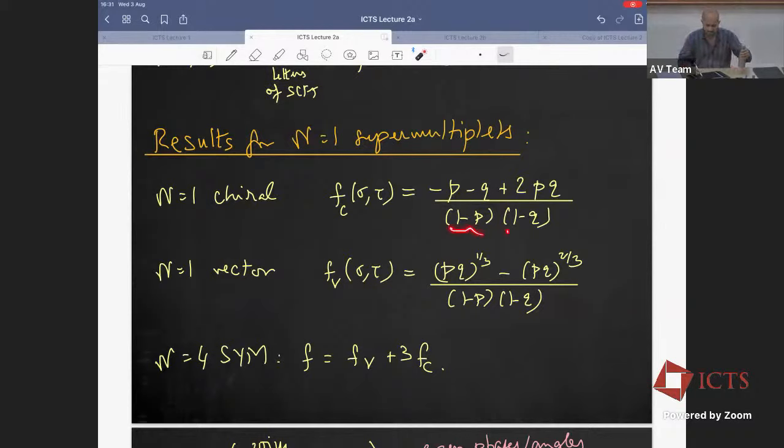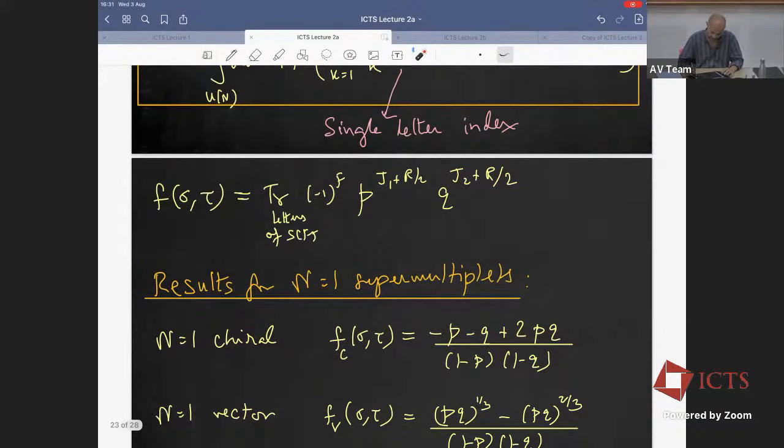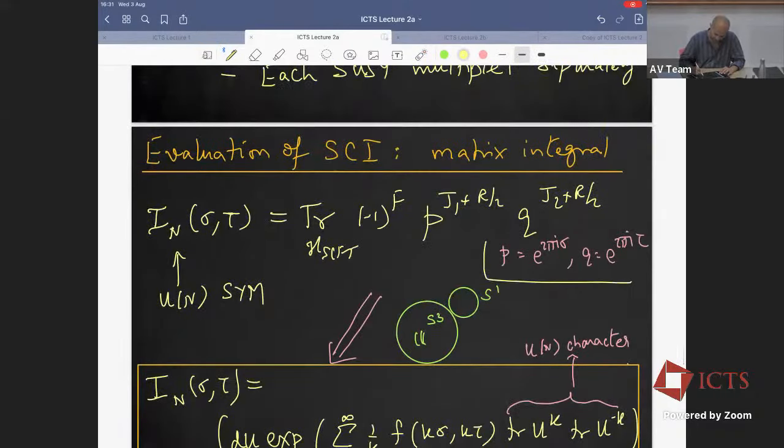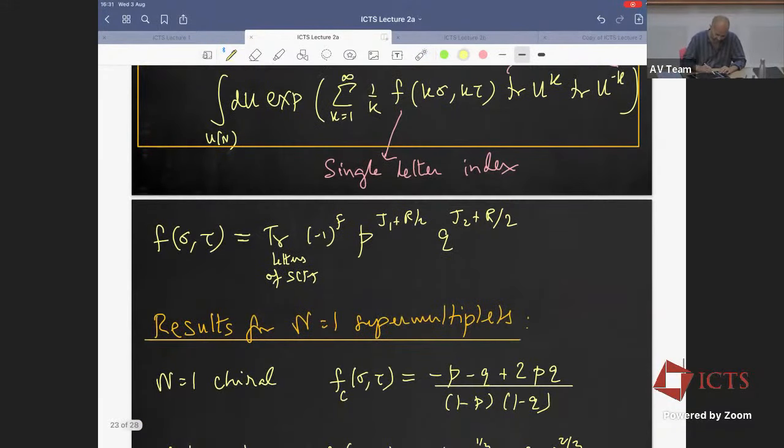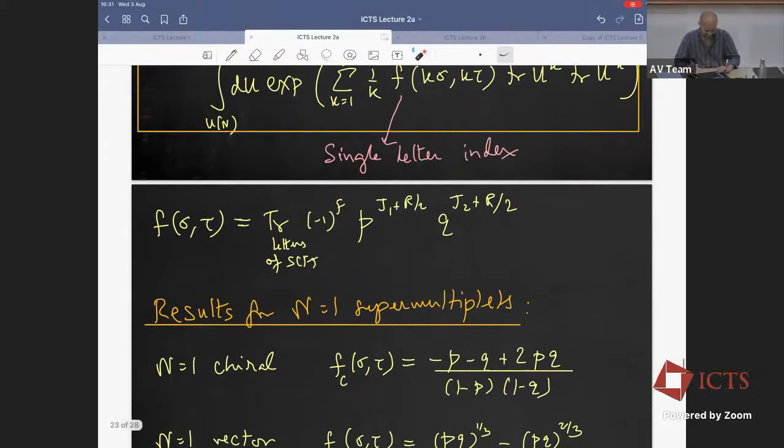Roughly speaking, there's an S3 times S1. So there are four derivatives, and two of those directional derivatives are actually supersymmetric. So you get an infinite series. And these are some fields which are supersymmetric. P and Q are my standard notation. I like to think of these as functions of sigma and tau rather than functions of p and q, for reasons I'll tell you later.